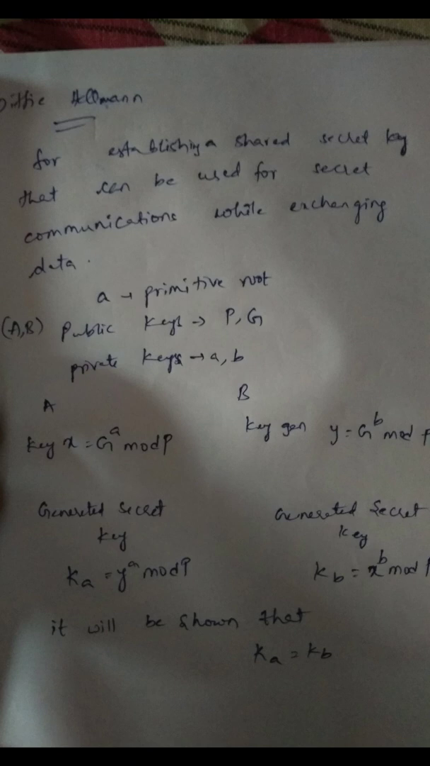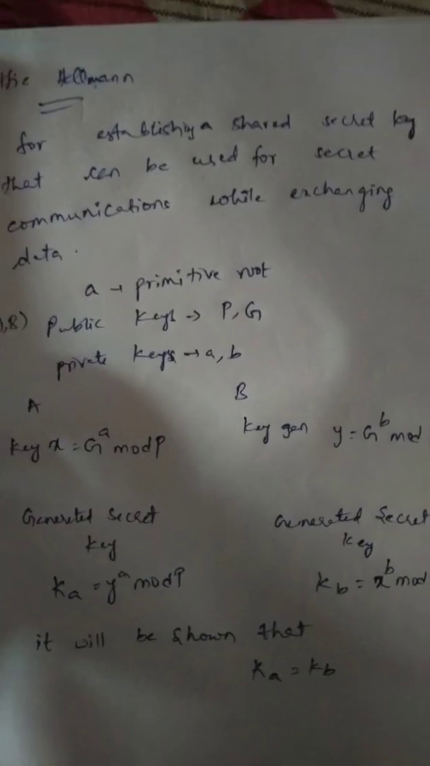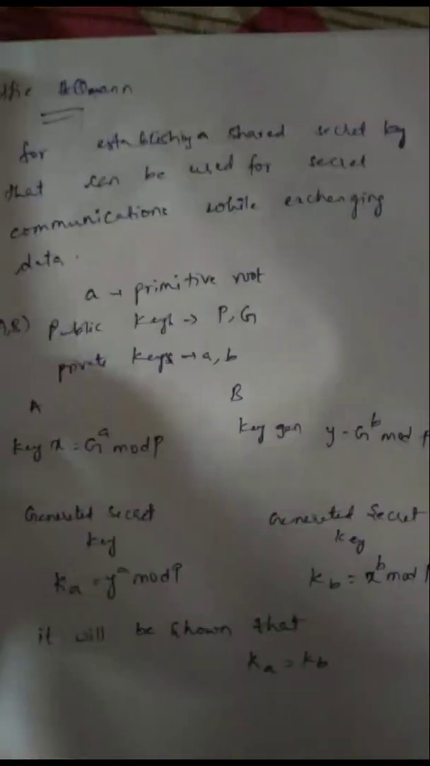This is for the sender side. On the receiver side, the generated secret key will be KA is equal to Y, which is the key generated by user B on the sender side, power a, mod P, where P is a prime. The generated secret key KB is x power b mod P.